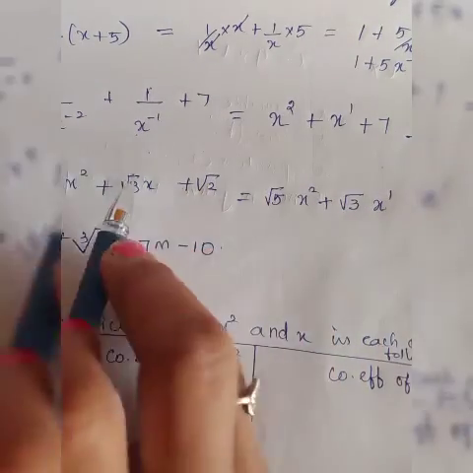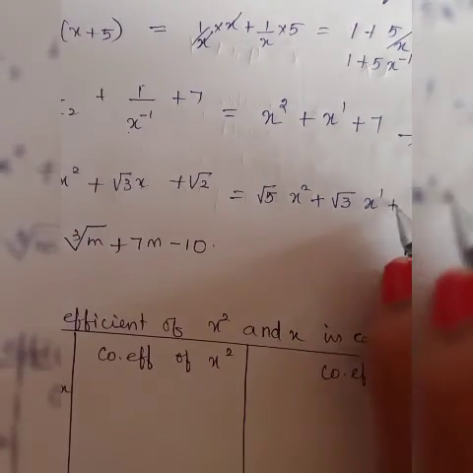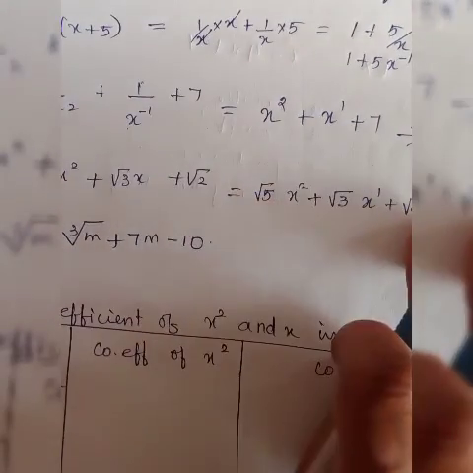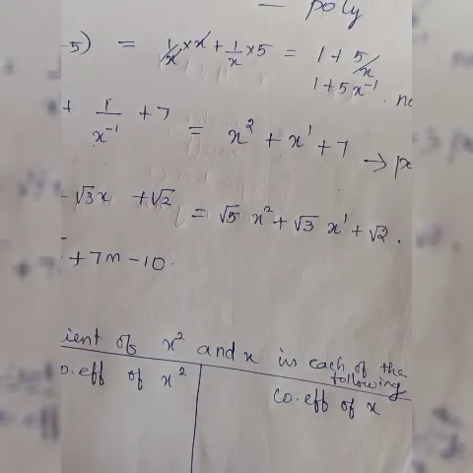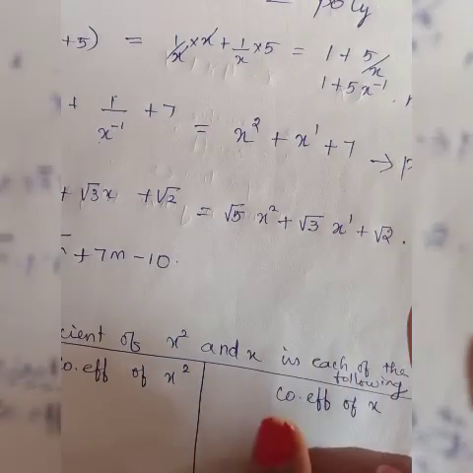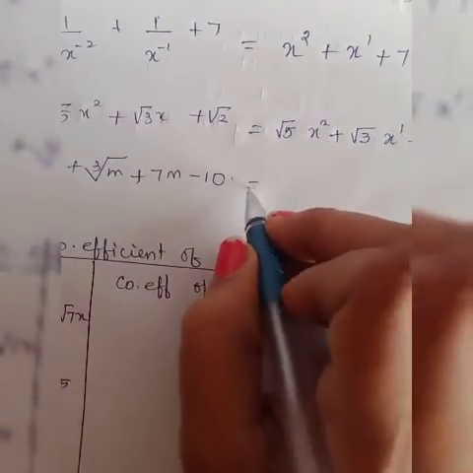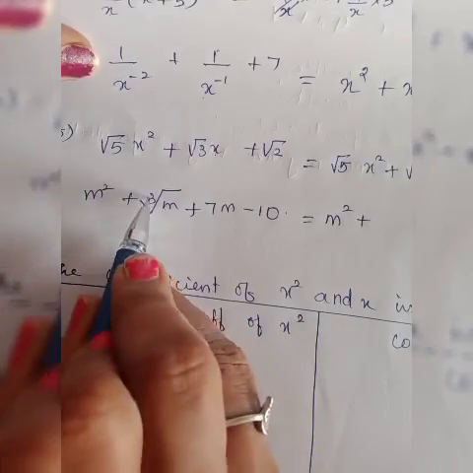Now we have square root of 5 x square and square root of 3 x power 1. x means x power 1. This x is not inside the root, it is outside the root, plus root 2. Root 2 is a constant, no problem. So this is a polynomial, provided the variable should not contain a negative exponent.